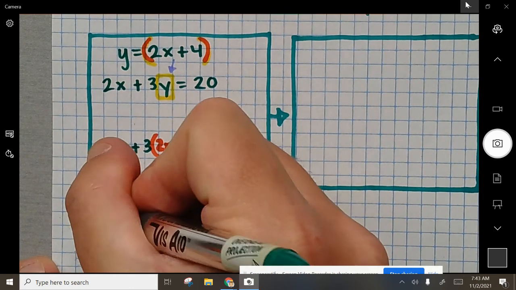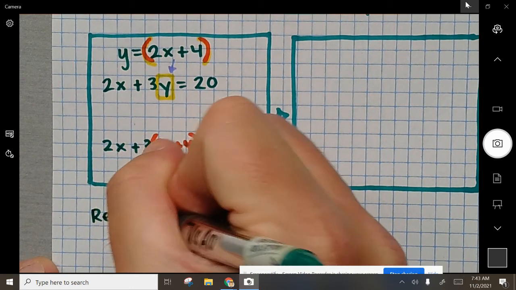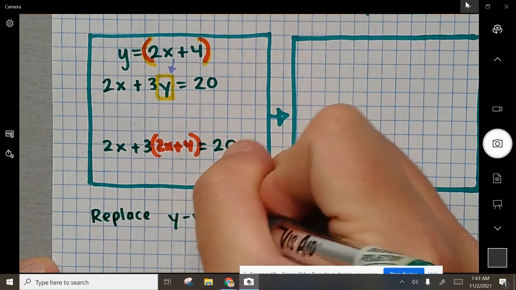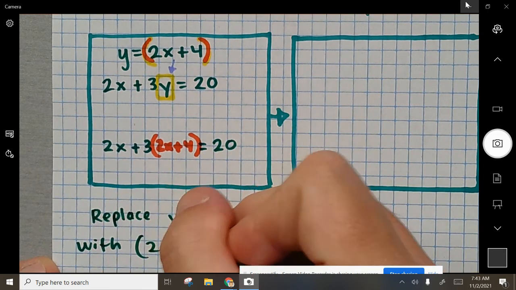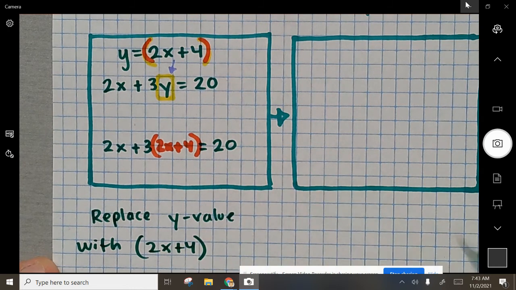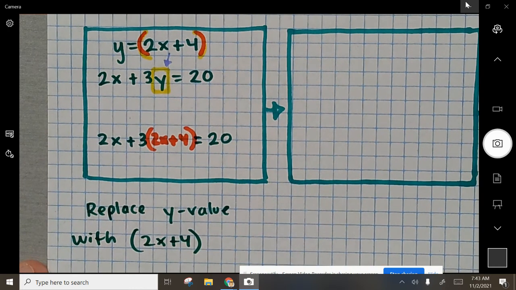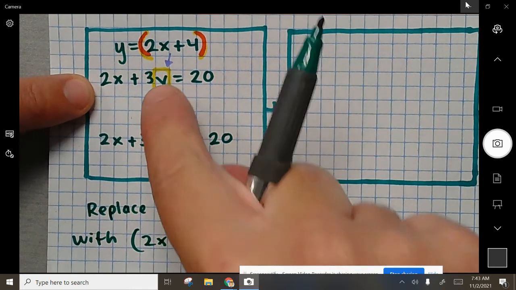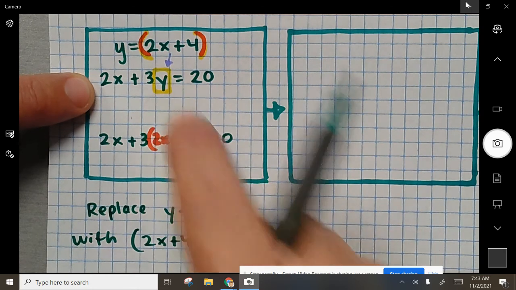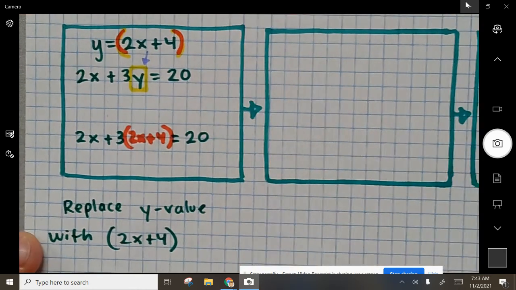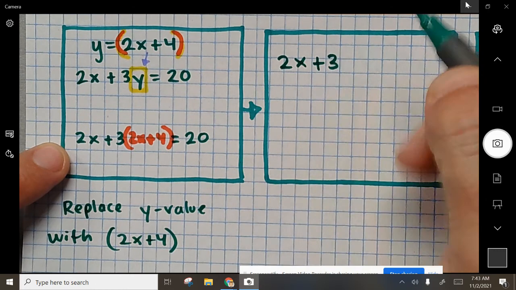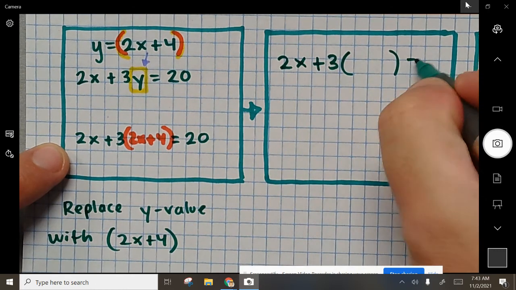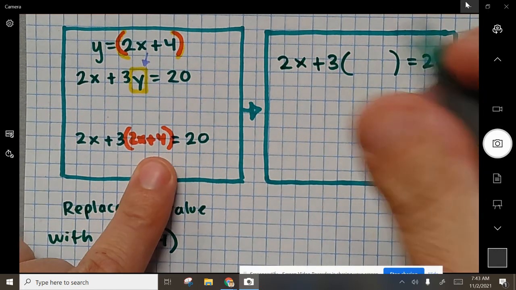So right here, replace y value with 2x plus 4. And that was all in the second equation. We substituted, we replaced the y value. I know it looks confusing. As I write this equation out, I'm going to write this all out here. 2x plus 3. What is this again? 2x plus 4?